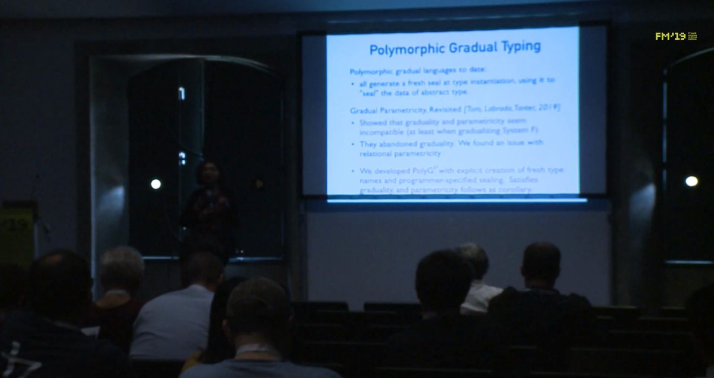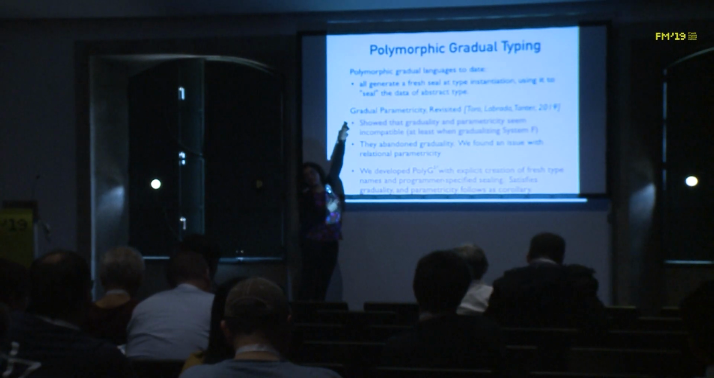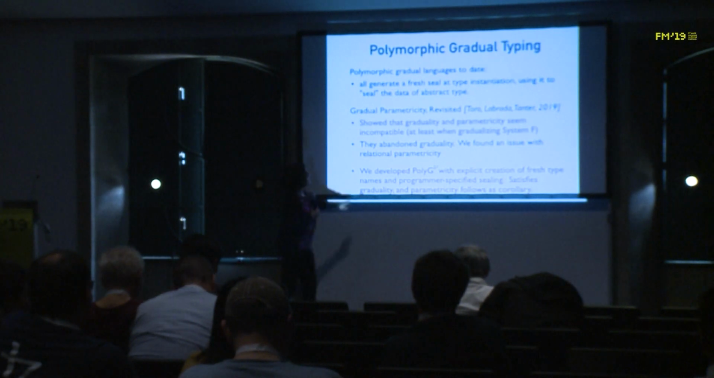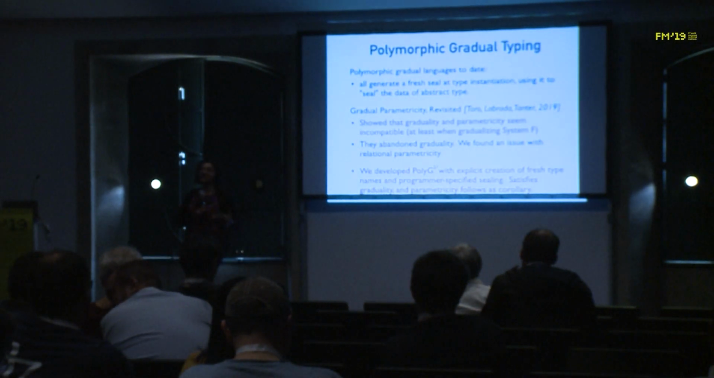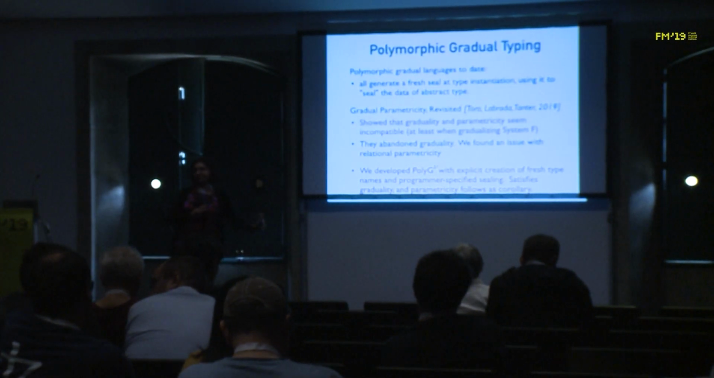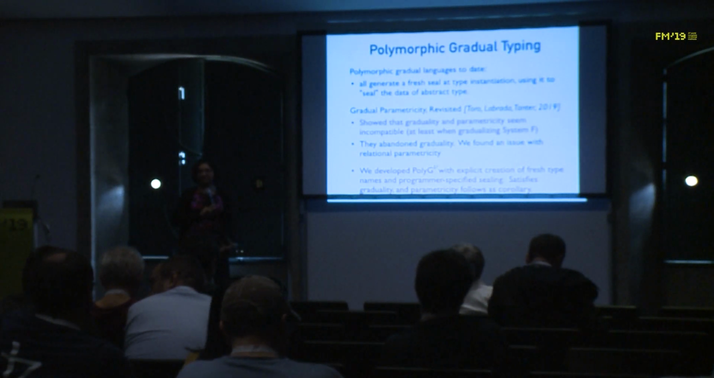Fresh type names are not simply generated at type instantiation time the way they have been done in every single result so far. They are explicitly generated, but then the other issue is that the programmer has to specify when they want to do sealing. So it puts a little bit more of the burden on a programmer in terms of what they're sealing and what their intent is. But without that, we cannot get both parametricity and graduality together.